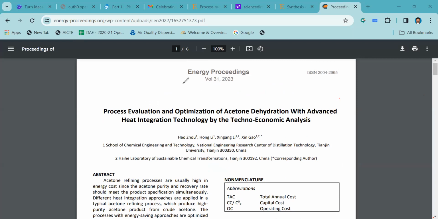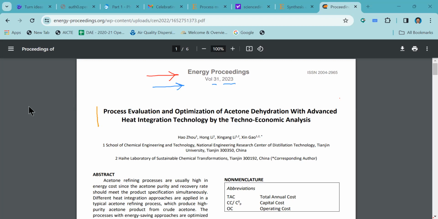I think you are able to see this. This is published in Energy Proceedings, and the volume of this particular article is 31, and it's published in the year 2023. The title of the article is Process Evaluation and Optimization of Acetone Dehydration with Advanced Heat Integration Technology by the Techno-Economic Analysis.